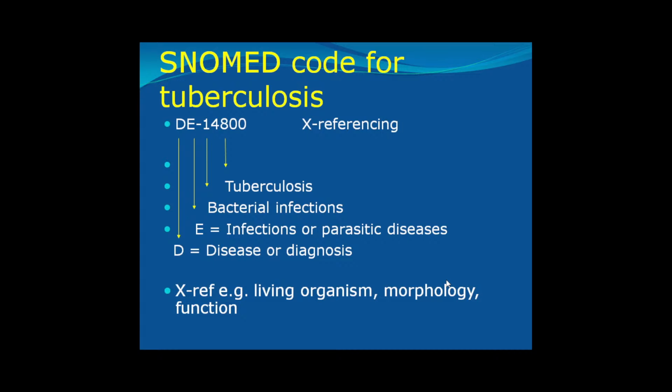At this slide, you see the example of SNOMED code for tuberculosis. The first letter D, this is disease or diagnosis. Letter E means infections of parasitic diseases. Then first number is bacterial infections, and then the last number is tuberculosis. X reference concerns living organism, morphology, and function.